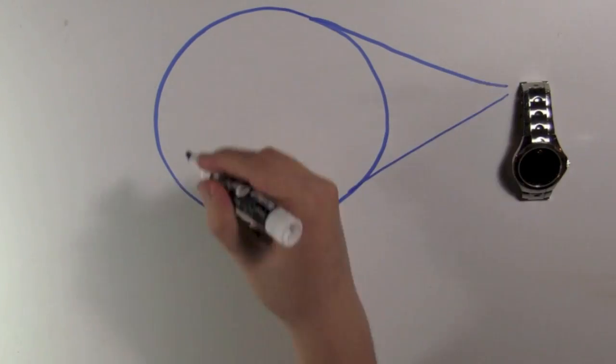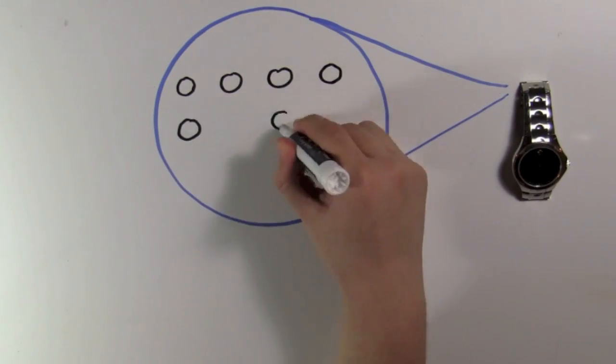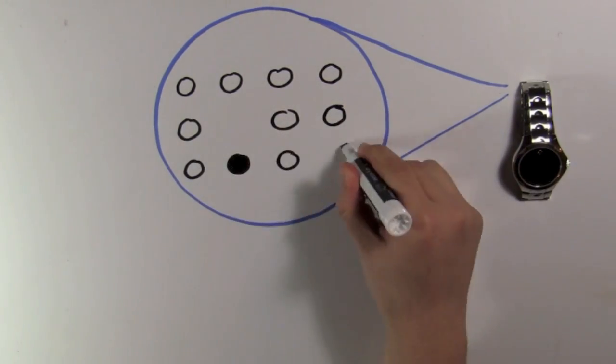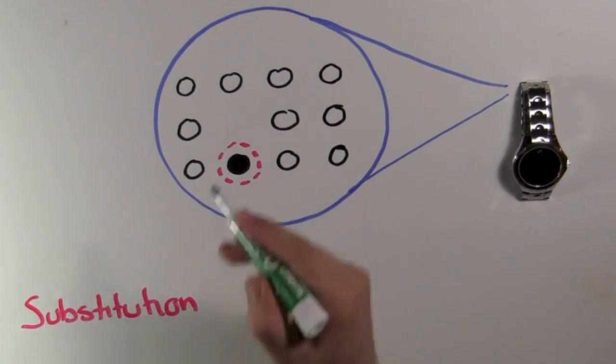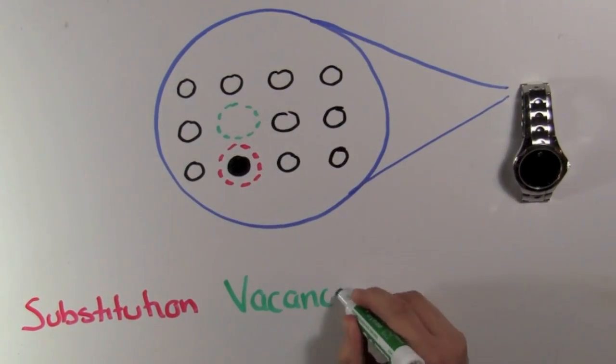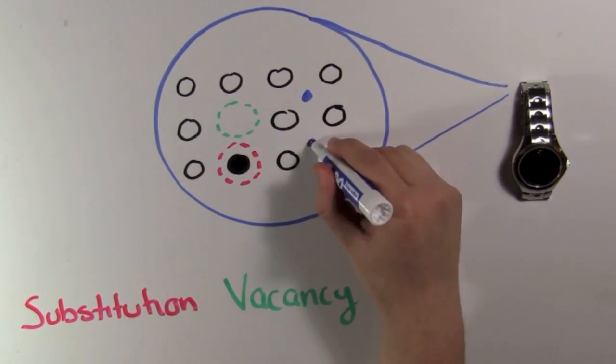Okay, so let's take a look at how the atoms in Joe's watch are arranged. Imagine each dot as an atom. These atoms are evenly spaced in a crystal formation. However, there are substitutional impurities, vacancy defects, and interstitial defects and impurities throughout the watch.